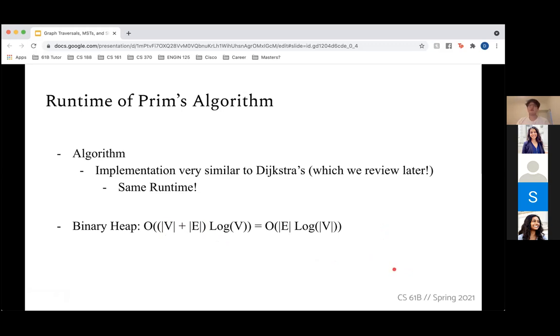Yeah, so we can use a Fibonacci heap. Patrick said the fastest implementation of Dijkstra's uses something called a Fibonacci heap. It's not in scope, but if you are interested, you can look it up in your own time to see how the Fibonacci heap makes Dijkstra's, or Prim's and Dijkstra's, faster.